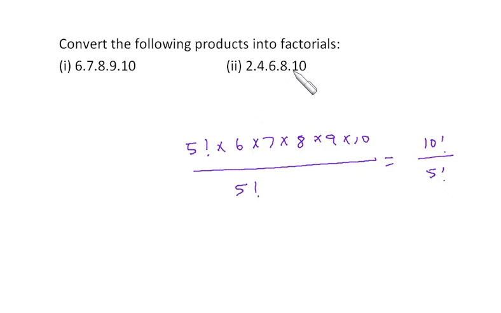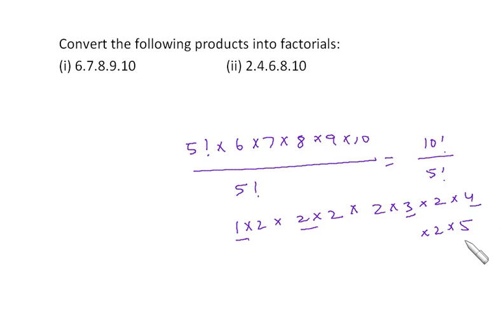Similarly, 2 into 4 into 6 into 8 into 10, it's quite simple. 2 can be written as 1 into 2, then 2 into 2, then 2 into 3, 2 into 4, 2 into 5, right? Now this is 1, 2, 3, 4 and 5.